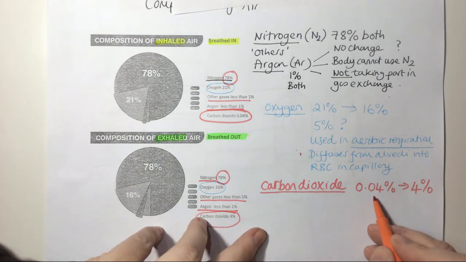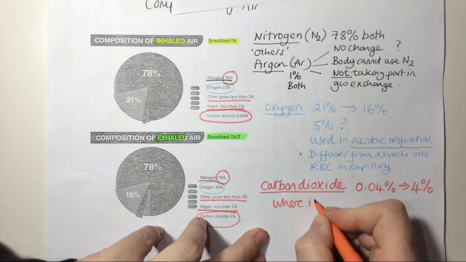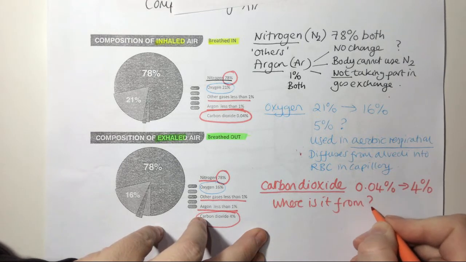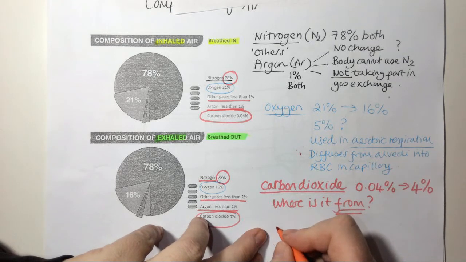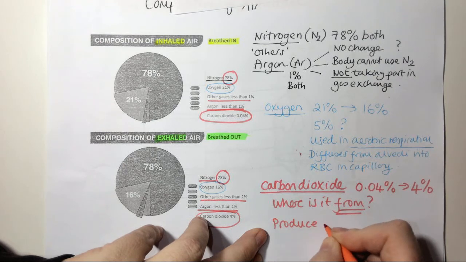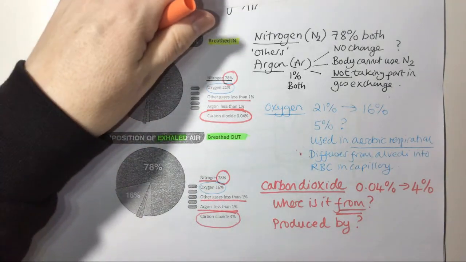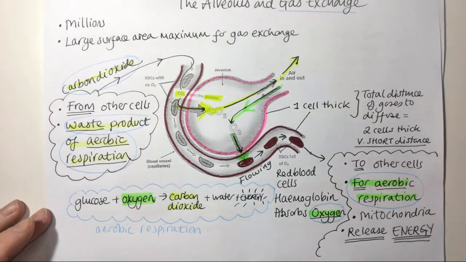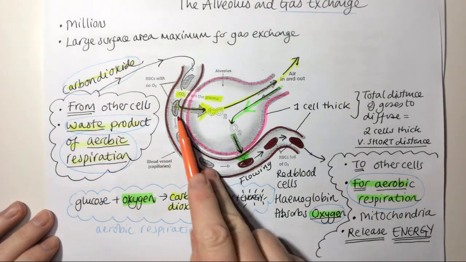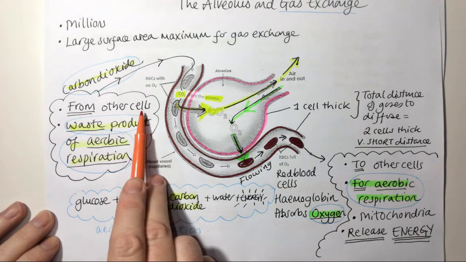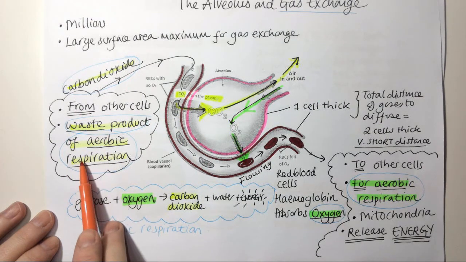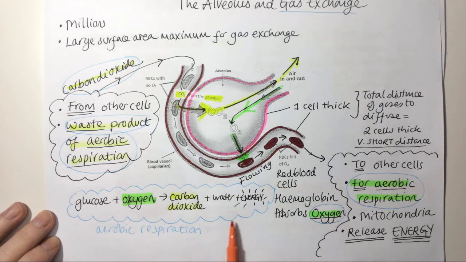So it must have come from somewhere. Where is it from? What process has made it? What's produced it? Well, if we think back to the previous video with our alveolus, we had carbon dioxide that was breathed out. The carbon dioxide was from other cells and it was a waste product of aerobic respiration. We can look at the equation here. There's carbon dioxide. Look, it's being made. These we call the reactants. These, the things that are made, are called the products.